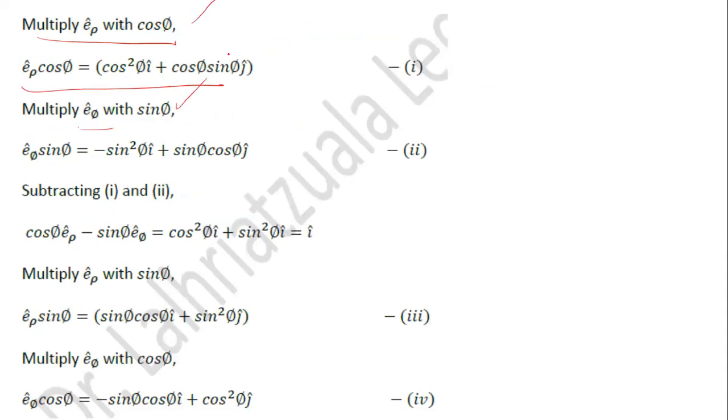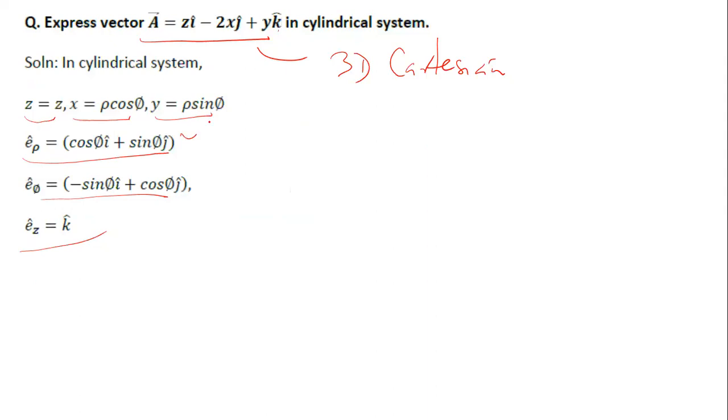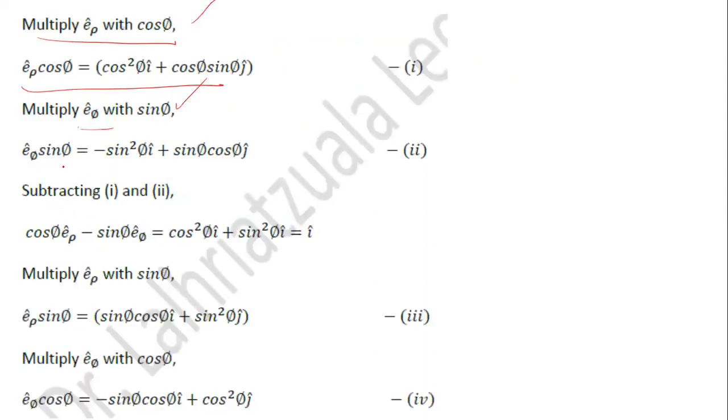If you multiply E phi with sine phi, and look at E rho and E phi, this is what you're going to get. If you subtract these two, you will eliminate J here. This and this will cancel out, and you will get this term, that is I cap. So I cap can be written as this.